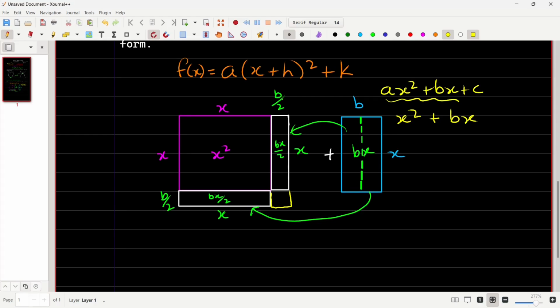And if you notice, then you can see that this here is just simply b over 2 squared. All right? It's b over 2 squared. So this is b over 2 in height. This is b over 2 in width. So b over 2 by b over 2, b over 2 squared. So let me just write that outside here because it looks really small. So b over 2 squared.